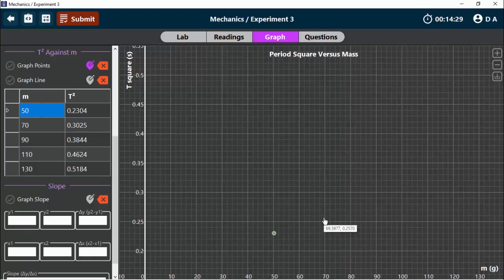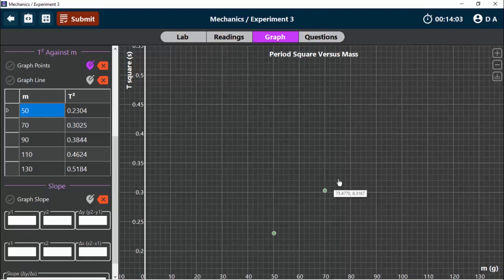So when m is 70, this is m 70. What is the value of t squared? That's 0.3025. 0.3, this is 0.3. Then this is 0.31. So we are not going to get 0.31, so it's somewhere here. So 3025, which is somewhere here. So now we've gotten the second point done.